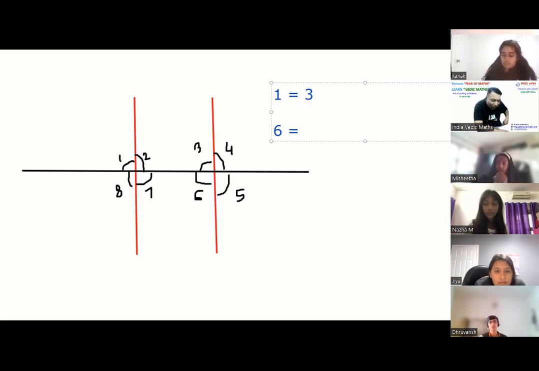Angle A, very good. Why? Because they both are on the top and they both are on the left side. Both are on the left, both are on the bottom. It's the bottom of the line, right? Right, bottom of the line side.